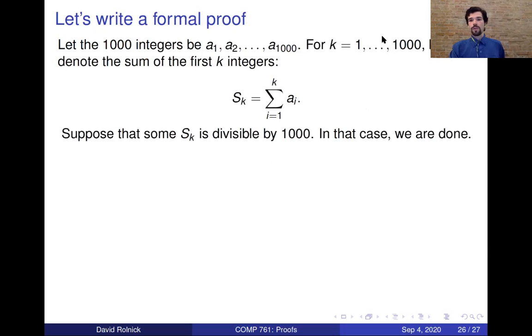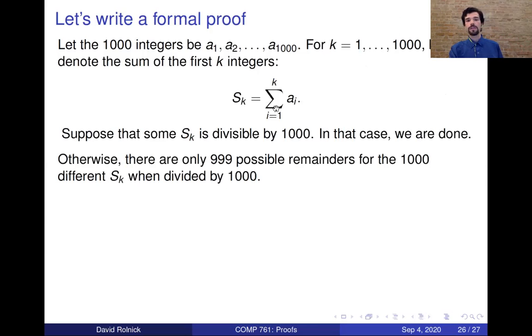So, yeah, exactly, 999 remainders. How do we show we have 999? Well, we have to show that 0 is illegal. It's not really illegal. We say, suppose that some s sub k is divisible by 1,000. In that case, we're done already. Now, suppose that it isn't. Otherwise, there are only 999 possible remainders for the 1,000 different s sub k when divided by 1,000.